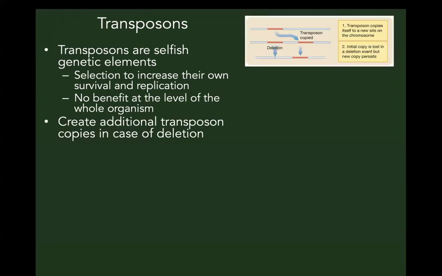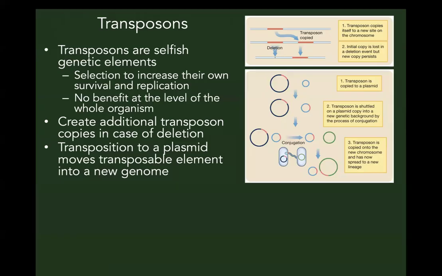So it creates extra transposon copies to prevent it from getting deleted, right? So it's spreading itself throughout the organism. You get a transposon, it'll copy itself into a new site on the chromosome, and then potentially the host deletes it, and the new one is still there. You can get transposition onto a plasmid that moves a transposable element into a new genome entirely.